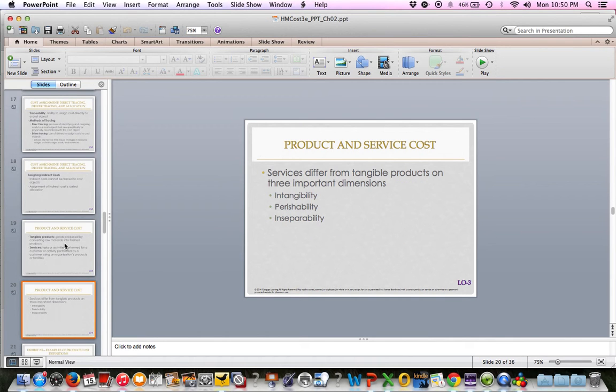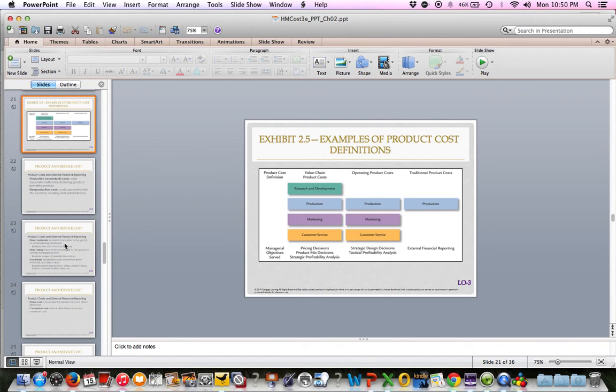Services differ from tangible products on three important dimensions. They're intangible, you cannot see them. There's a perishability component and an inseparability component to them. So just some examples here.